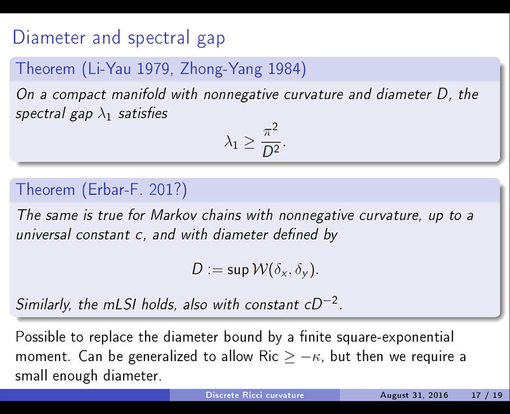And you can also generalize this to allow some slightly negative curvature, so curvature bounded from below by minus kappa. But then you need the diameter to be smaller than some constant that would depend on this lower bound. So I don't know if this would have any practical applications.